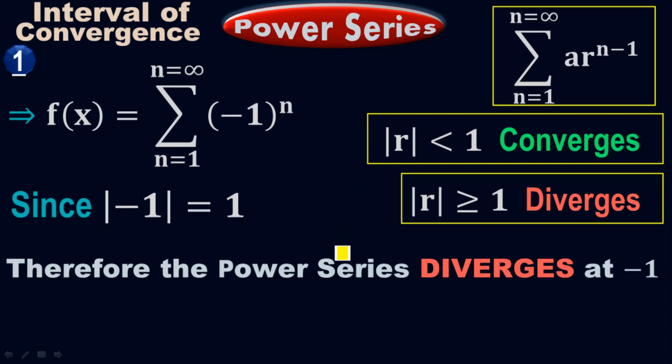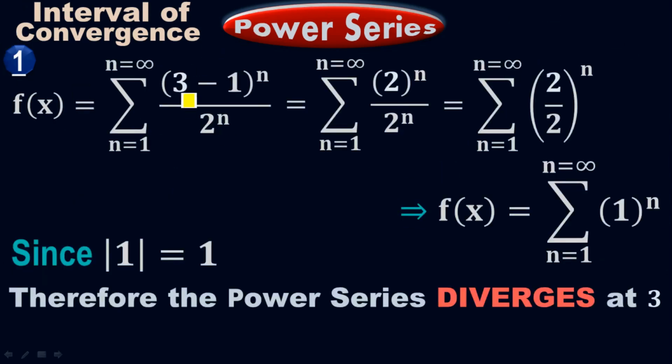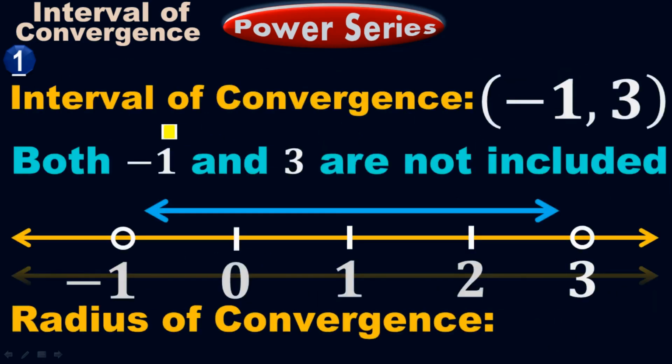So by plugging in x equals -1, we saw that the power series diverges at -1. This -1 is the border value, remember. At -1, the power series diverges. And then by plugging in the other border value, which was 3, we got that the modulus of 1 equals 1, which is also not less than 1. So the power series diverges again at +3. Finally, we confirmed that -1 and +3 are not included in the interval of convergence. Therefore, we put parentheses with the -1 and with the +3. On the number line, we put an empty circle for -1 and an empty circle for +3.